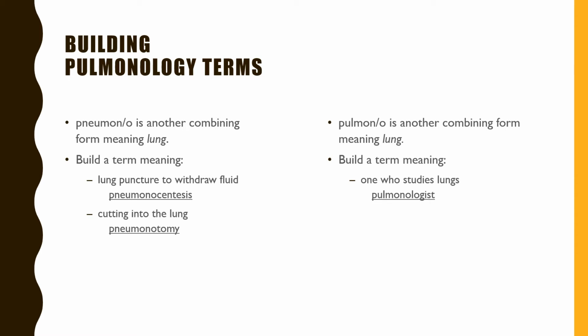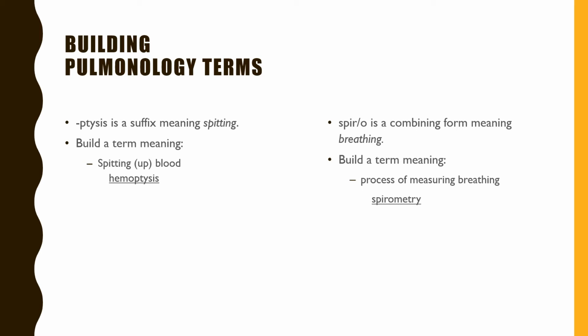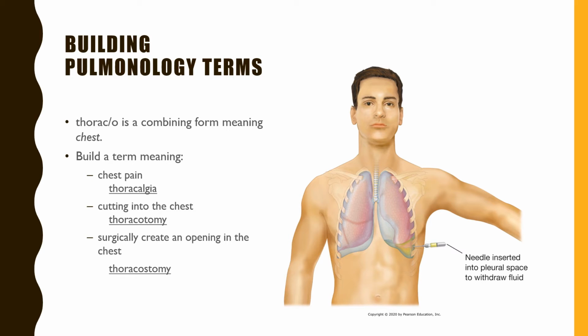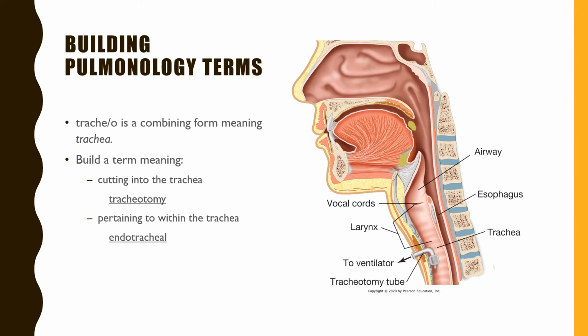Pulmonologist is one who studies lungs. Spitting up blood is hemoptysis. The process of measuring breathing is spirometry. Thoracalgia is chest pain. Thoracotomy is cutting into the chest, and thoracostomy is surgically creating an opening in the chest. A hemothorax is blood in the chest. Tracheotomy is to cut into the chest, and endotracheal refers to pertaining to within the trachea.